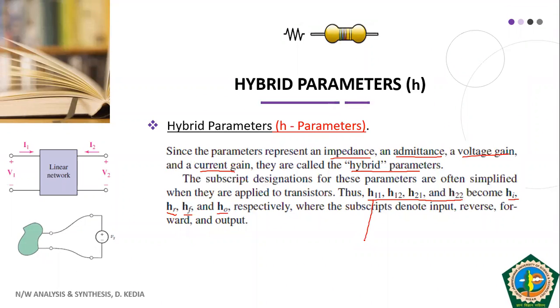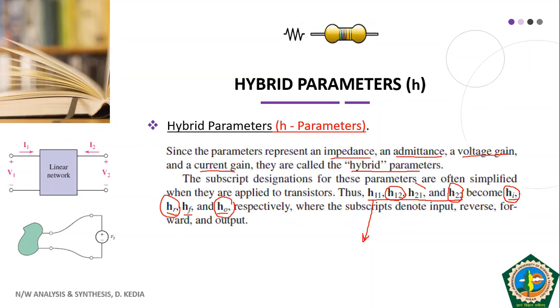If you remember, what was H11? H11 was input impedance. So I means input. So H11 is HI. H22, we talked about H22 as output admittance. So it was output. So that's why we have HO. This is your output admittance, which is equivalent to H22. Then H12, this was our reverse voltage gain. So this is our HR.